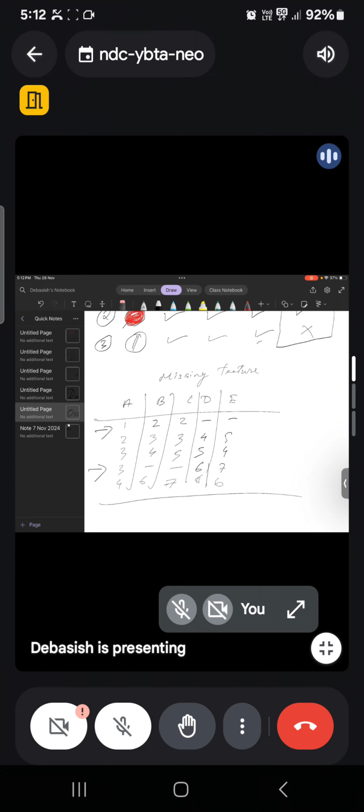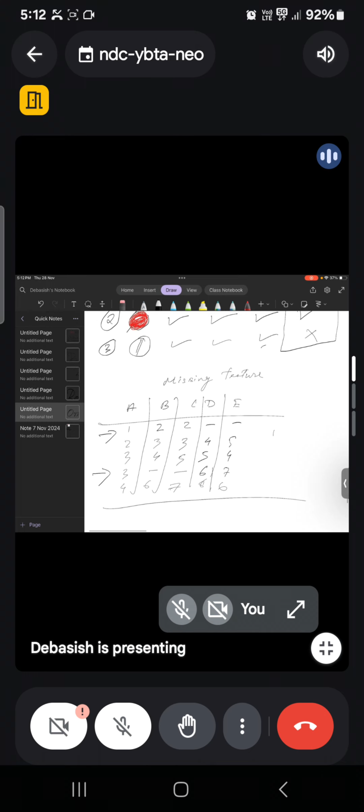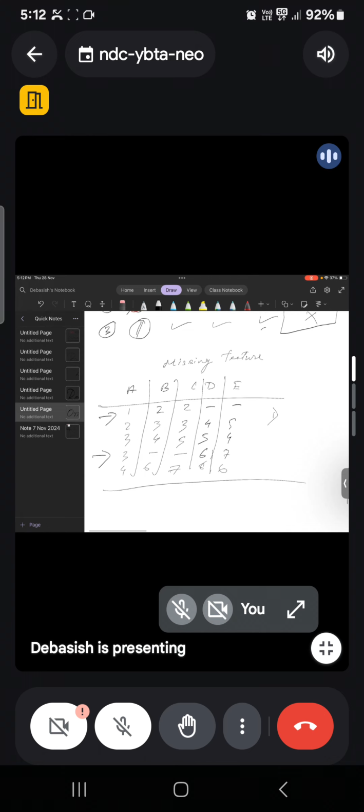Sometimes what happens, in a real life example, is that by some mistake you don't enter this value, so you will not get this value. So how do we tackle this problem? One way you can tackle this problem is the simple way. Can you tell me the simple way?